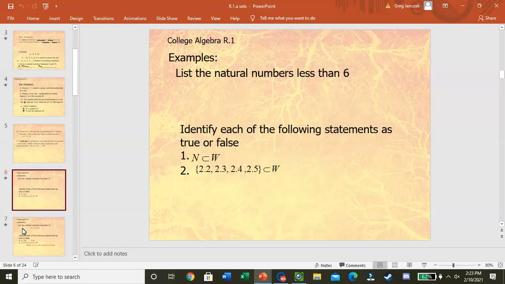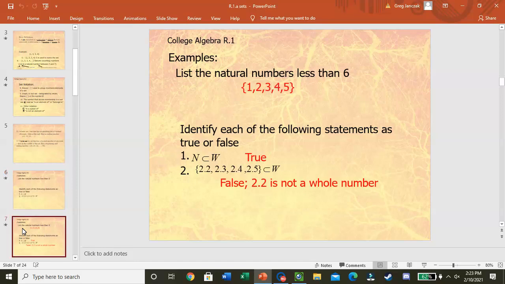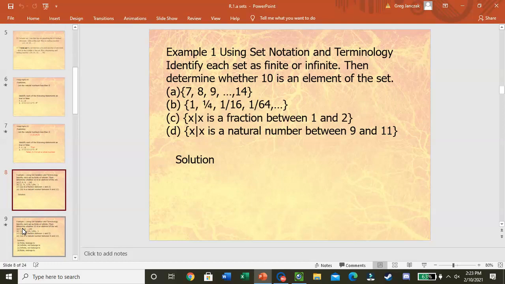Okay. Good. So, second question, 2.2, 2.3, 2.4. Can we say that this set is a subset of the whole numbers? That is correct. We don't have decimals in the whole number set. Okay, very good. Questions with that? No questions. All righty, good. So are these notes helping? Yeah. Okay, good.